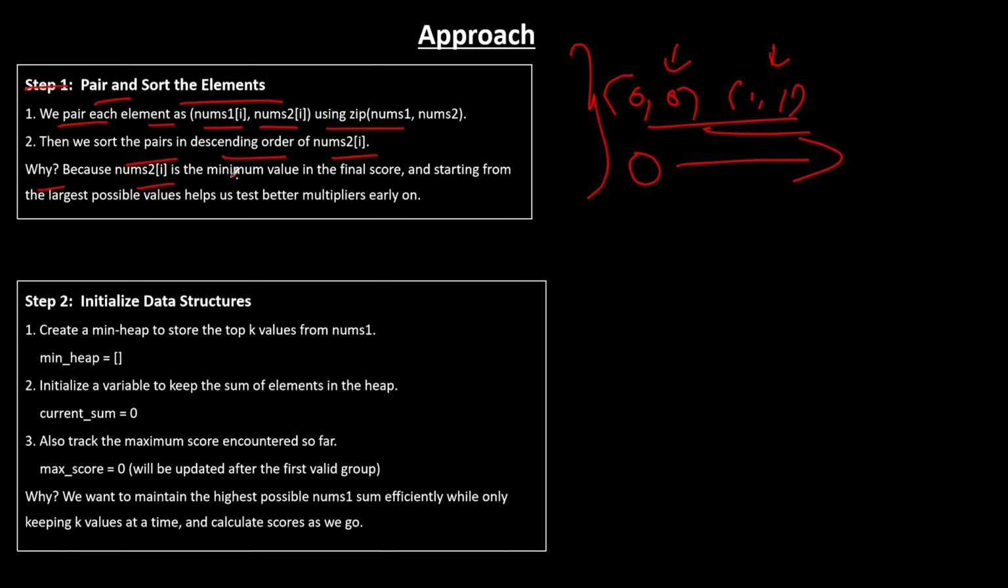Because nums2 is the minimum value in the final score, right? And starting from the largest possible values helps us test better multipliers early on. So this is the greedy way which we are trying to approach here. Now in step 2, we initialize the data structure.